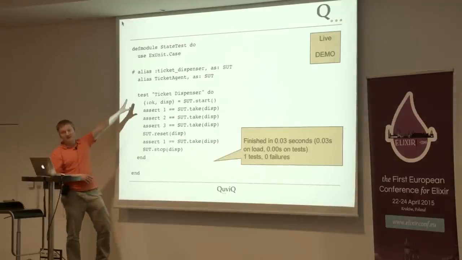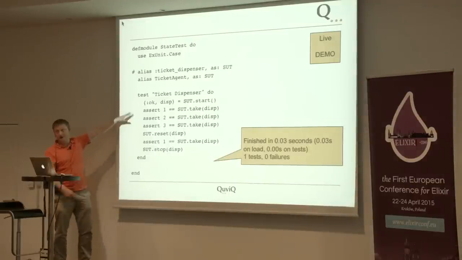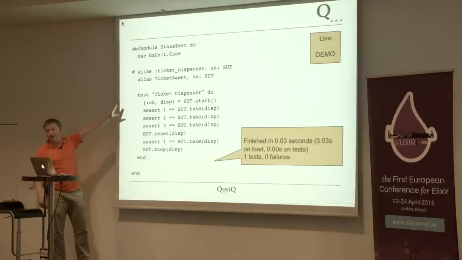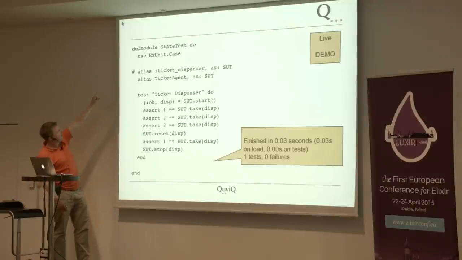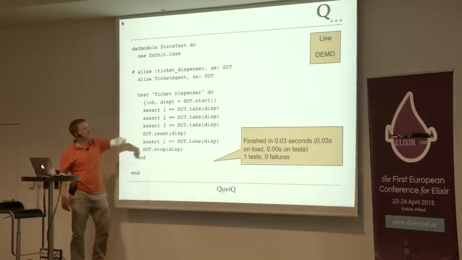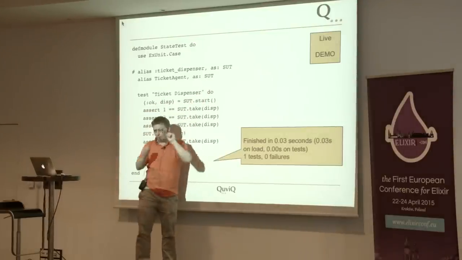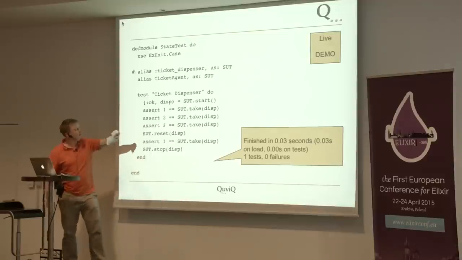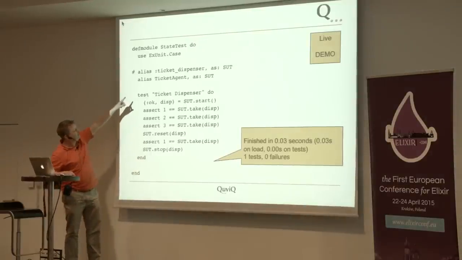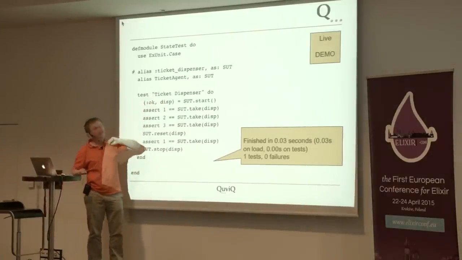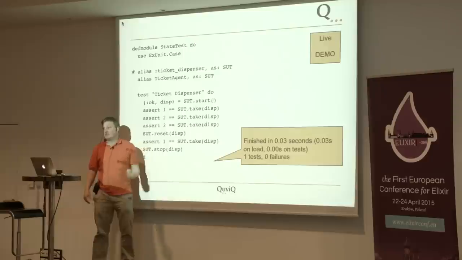This is a unit test case, for those of you that write those things daily, you would immediately recognize this. This is a Mix ExUnit unit test case. You start with a module name, and then this is really cool in Elixir, and you could do that in Erlang as well, of course, but you can actually say which module you are testing by aliasing, and then the top one is my Erlang implementation, ticket dispenser. The bottom one is a ticket agent.